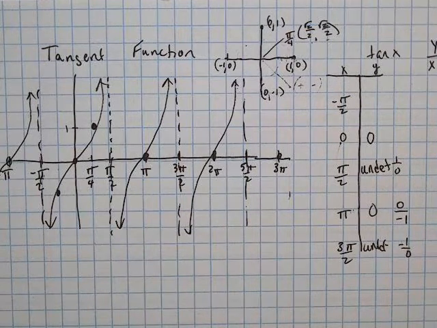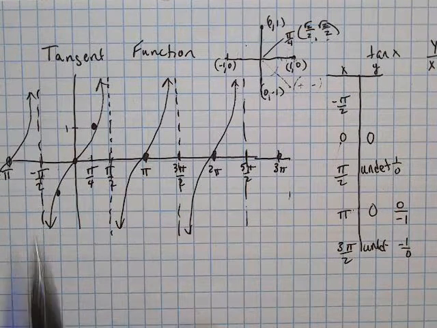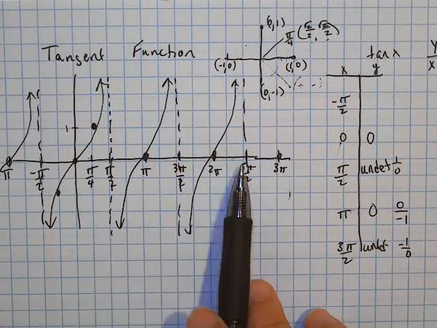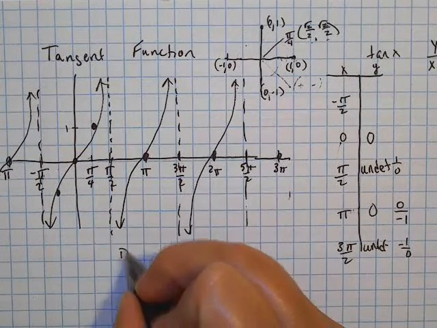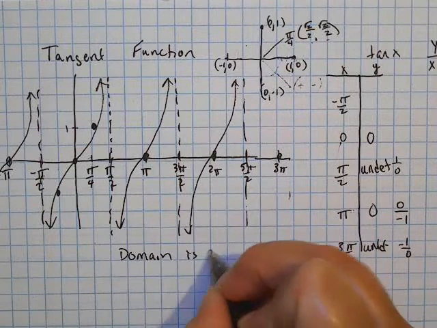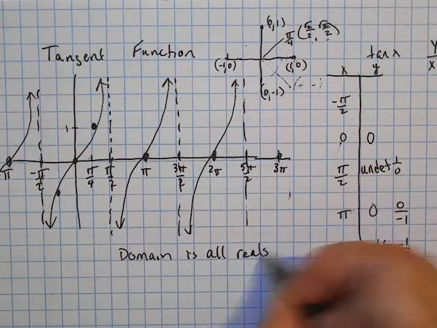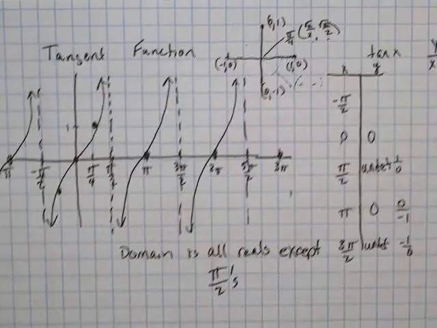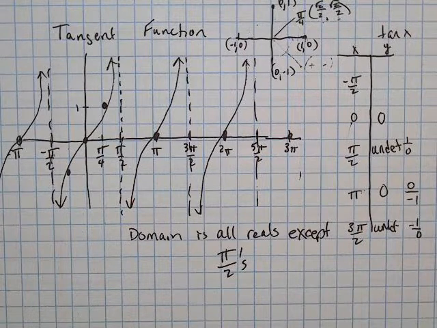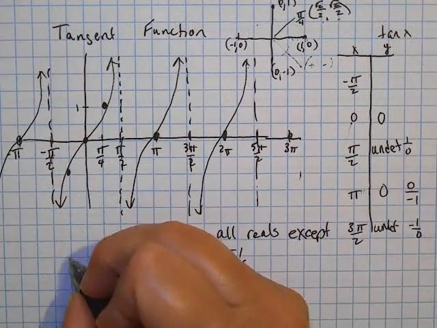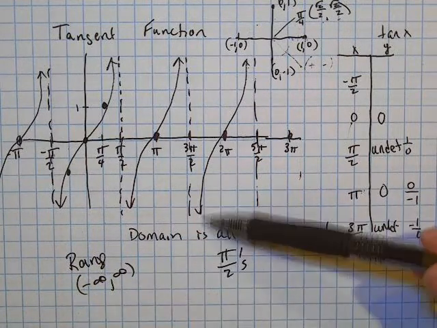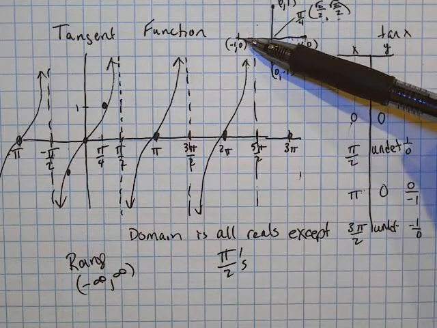So whenever you think about the domain and the range, the domain here can really be anything except for these places where the graph is undefined. So I'm going to say that the domain is all reals except the pi over 2s, because at every place where it's a pi over 2, we have undefined. The range is going to be negative infinity to infinity because this never stops down here and it keeps going here.